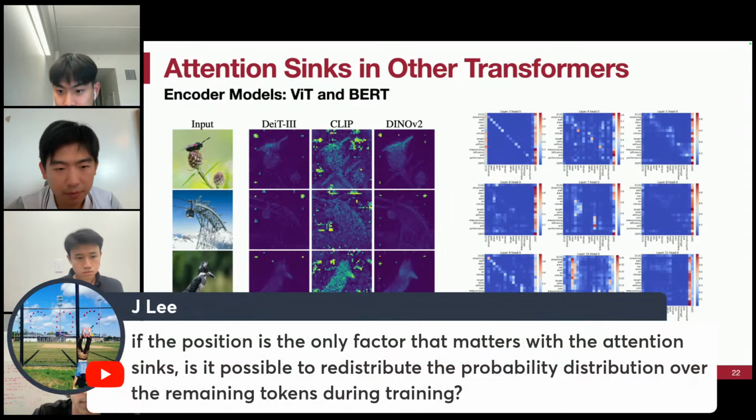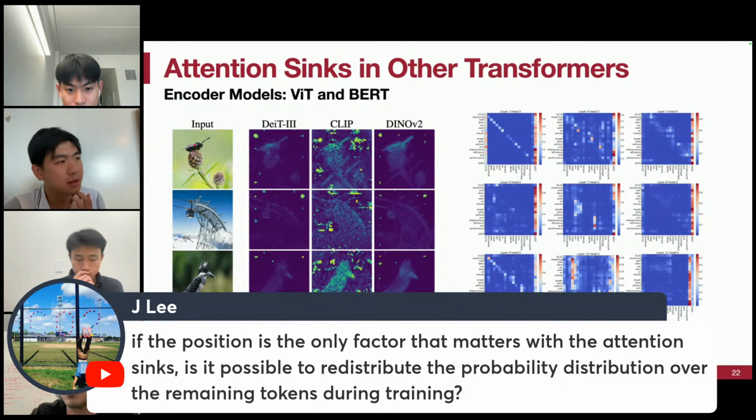And their second question was, if position is the only factor that matters with attention sinks, is it possible to redistribute, I'm assuming they mean probability mass over the remaining tokens during training. Yeah, I didn't get the approach here, so it's very vague. I don't know what distributing probability mass means during training. I'm also not entirely sure, so maybe if they have a follow up for that.